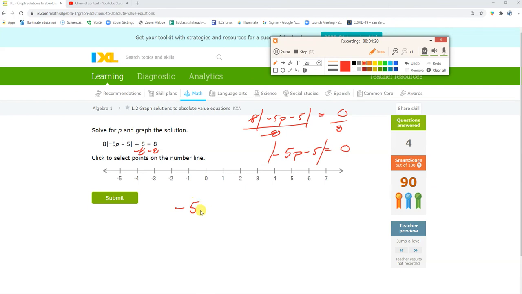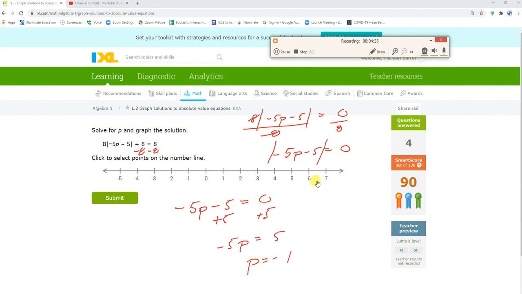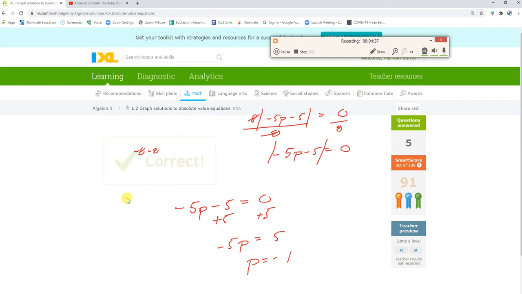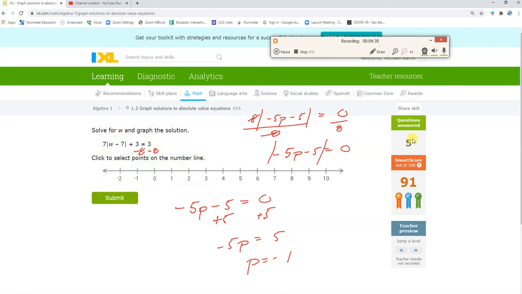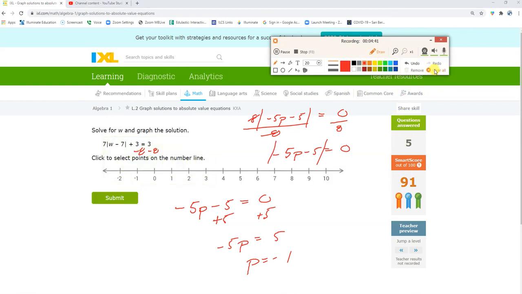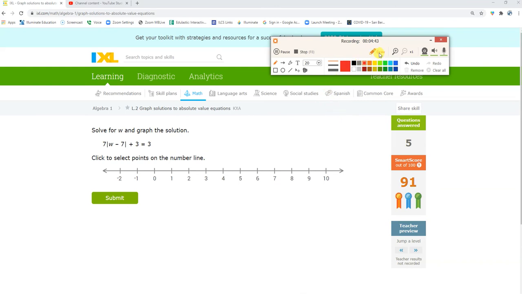-5p - 5 = 0. Even if I flip it and add a negative, nothing's going to happen. Solving this, plus 5 on both sides: -5p = 5. p equals -1. Only one solution to this one, right there at -1. I'll do another one, but the isolation is the most difficult part here.